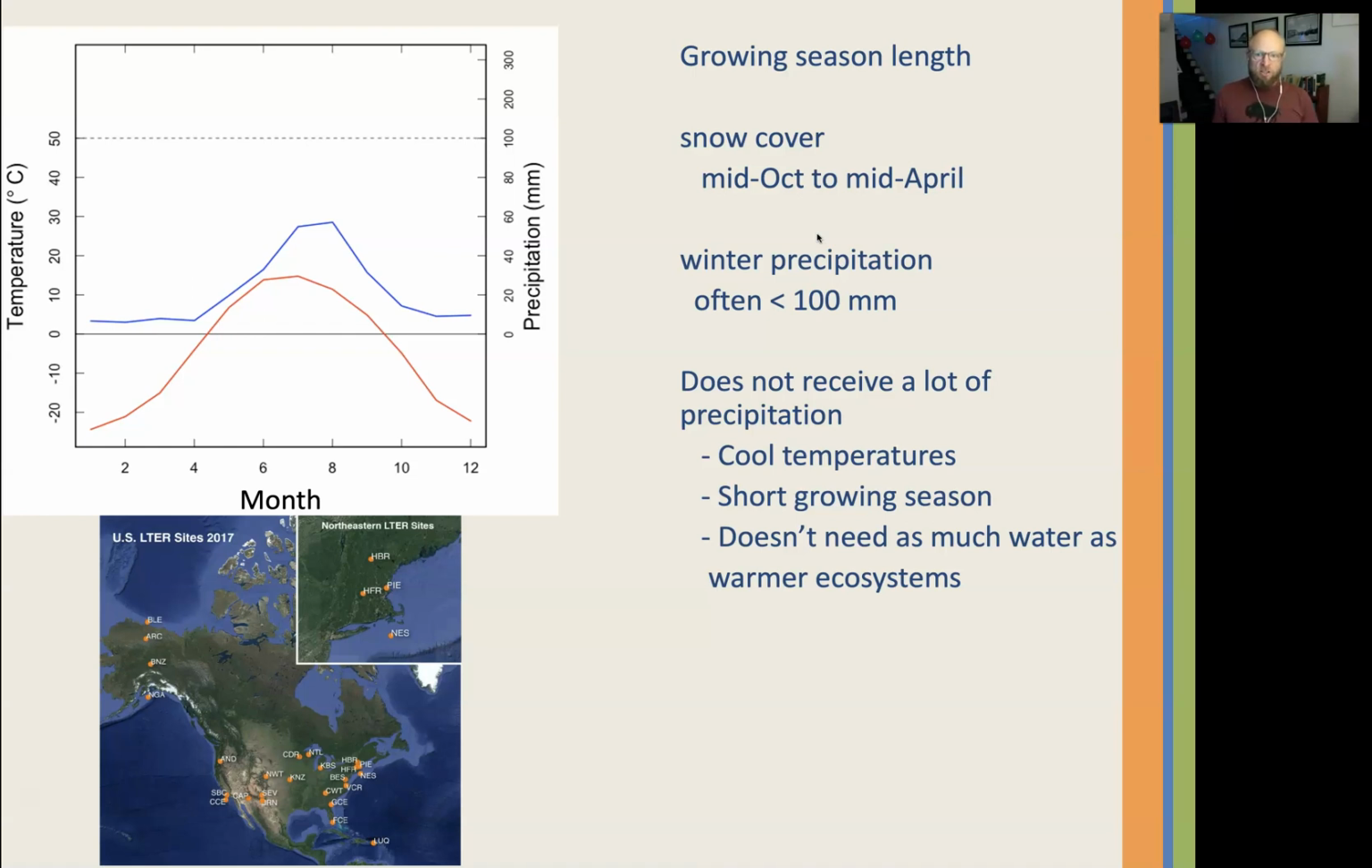Winter precipitation is often less than 100 millimeters. If you look at the precip diagram here, it gets most of its precip in the summer to late summer months, and very little in the winter. A lot of times it's the winter snowpack that recharges the soil for plants that grow in the spring, and these systems, at least the ones in North America, don't really have that. So they're relying in large part on the growing season precip.